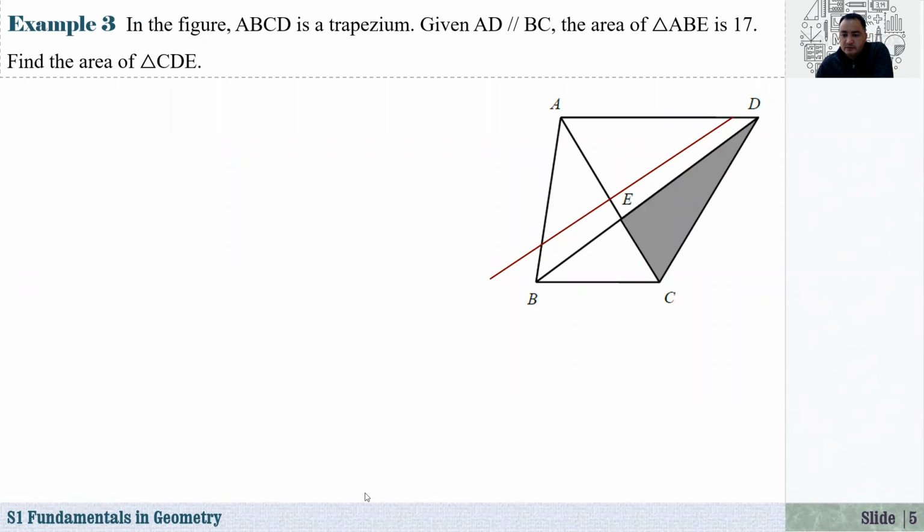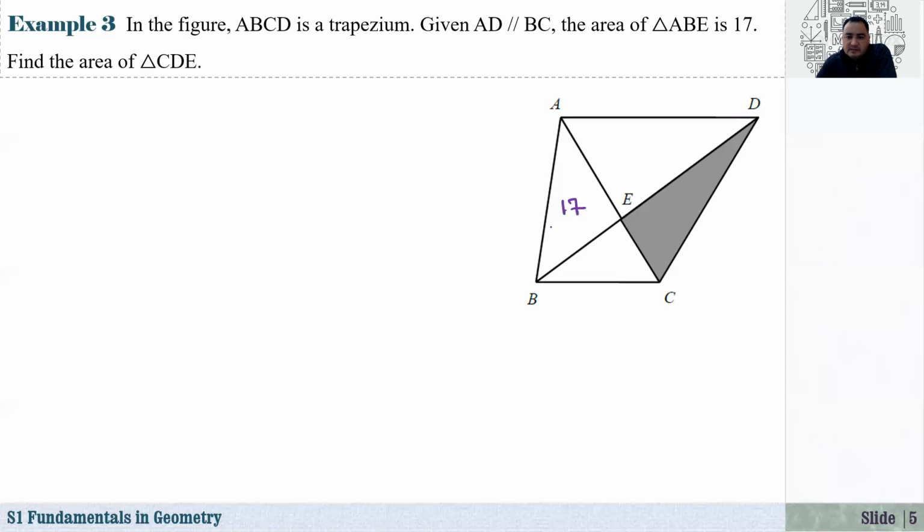Okay. Should again delete this. Okay. In this example, in the figure, ABCD is a trapezium. Given AD is parallel to BC, the area of ABE is 17. So let's write here, this area is equal to 17. Okay. So find the area of CDE.